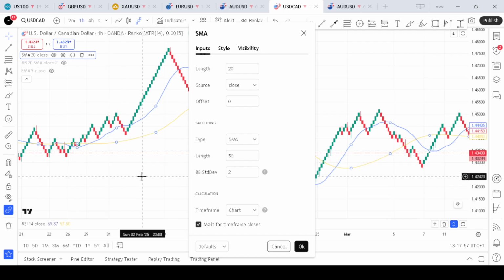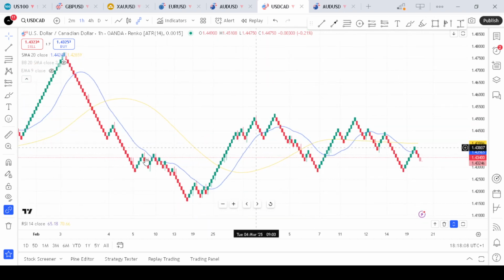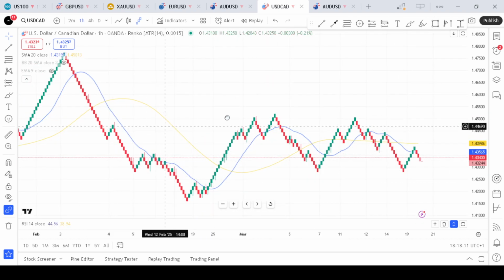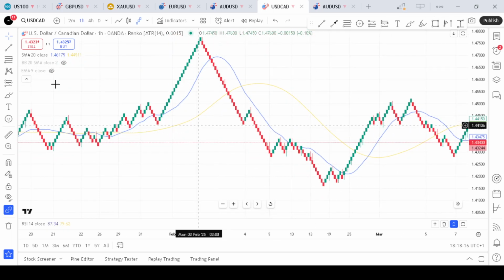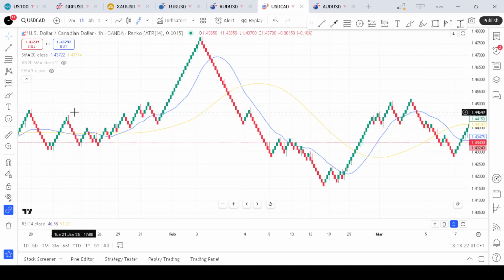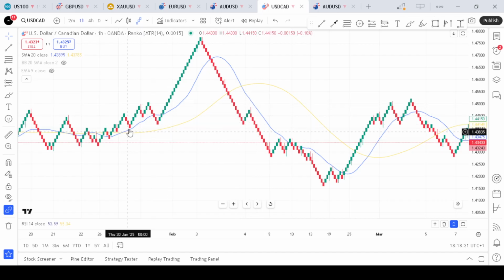Now you will use the crossovers to confirm the trend direction. You look for when price crosses above or below the moving average to determine the sentiment in the market. So when price is constantly below the moving average, it signifies a downtrend. When price is constantly above the moving average, it signifies a buy trade. You have to consider using these moving averages as potential entry and exit points with their crossovers to the upside or to the downside. This is how we make use of the simple moving average and the exponential moving average when trading with your Renko chart.